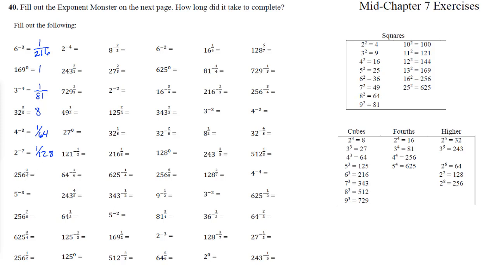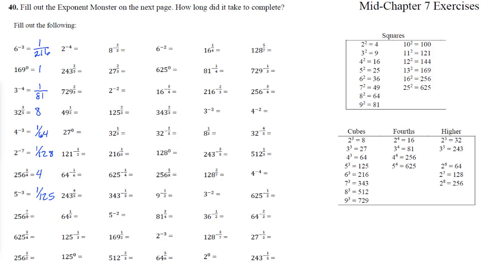256 to the 1/4 power. So this is the fourth root of 256. So we find 256 right here. The fourth root would be 4. 5 to the negative 3 power. 5 to the third is 125. Negative puts it on the bottom, 1 over 125.